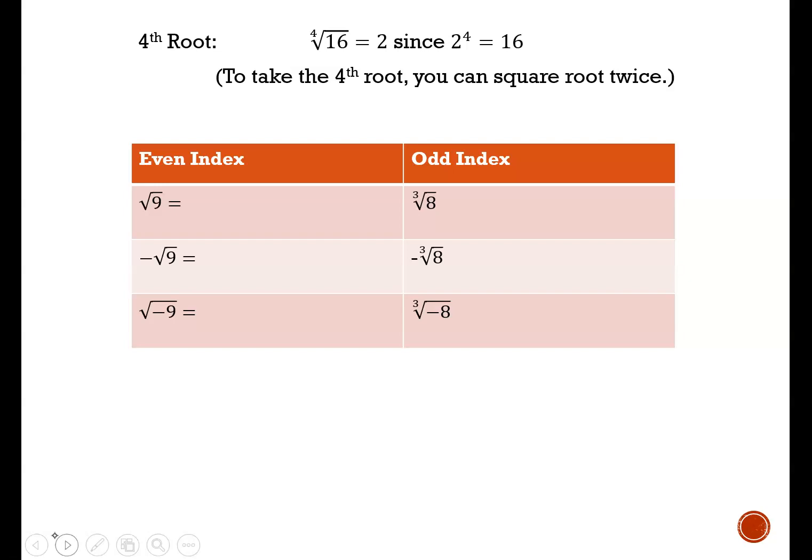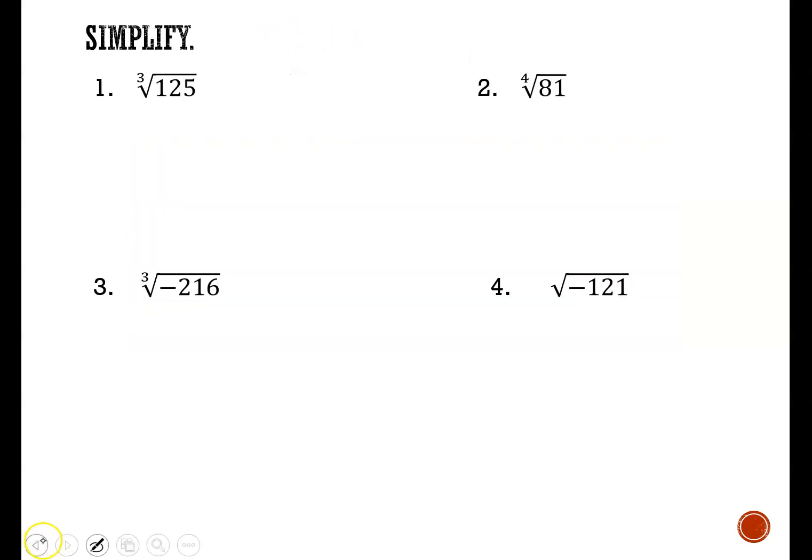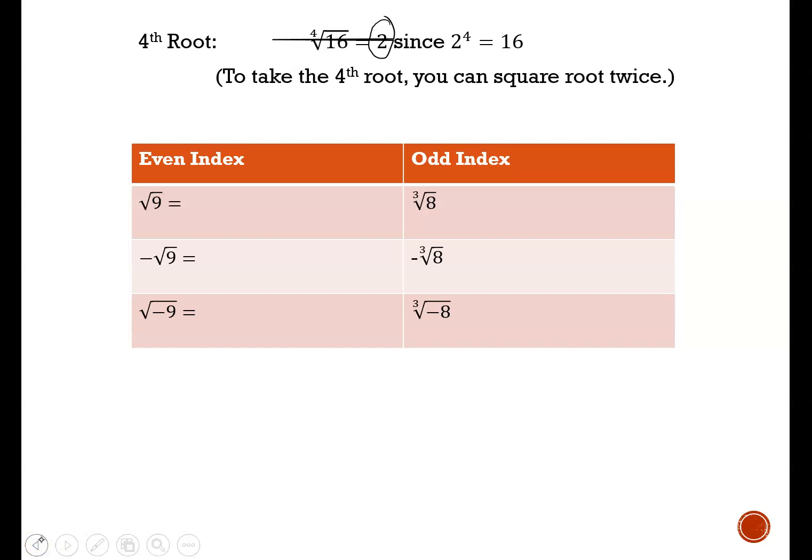So if I want the fourth root of 16, I could start out by saying, well, the square root of 16 is 4, and the square root of 4 is 2. And that would give us this answer here. Now, the reason that works is because if you were to take that 2 to the fourth power, you would see you would get 16. And so a fourth root works that way. If you take the answer to the fourth power, it has to equal the radicand.